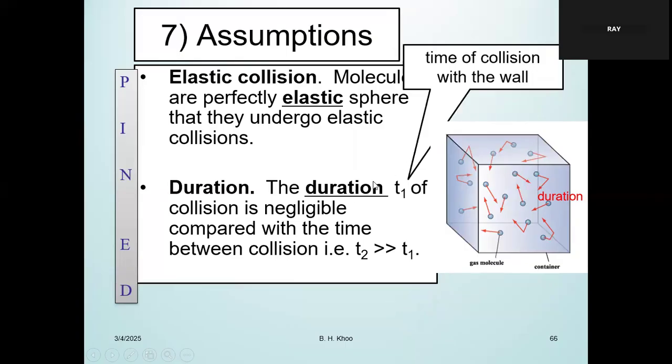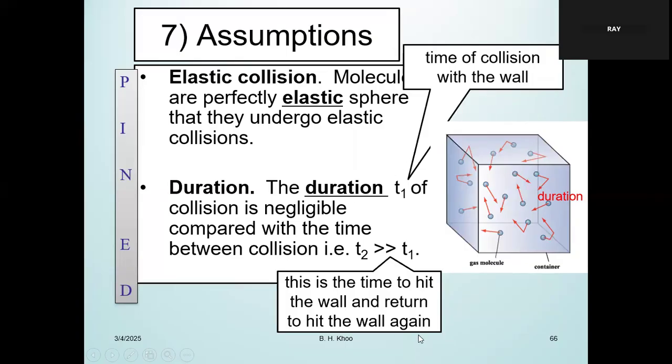Right? Duration is the time of collision with the wall. This is the time to hit the wall and return to hit the wall again. Okay, there's no way we can find T1. So that's why we can estimate T2.